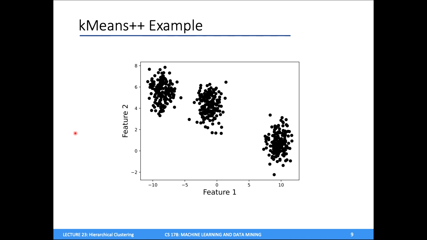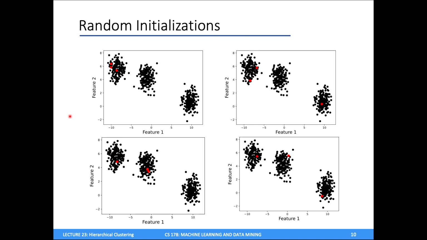Okay, let's see an example. So here I've got some unlabeled data, clearly with 3 clusters in this data set. And I'm not running k-means, I'm just randomly initializing the centroids. So in this slide, I just pick 3 data points at random from my data set to be the initial cluster centroids. And those are the red dots you see here.